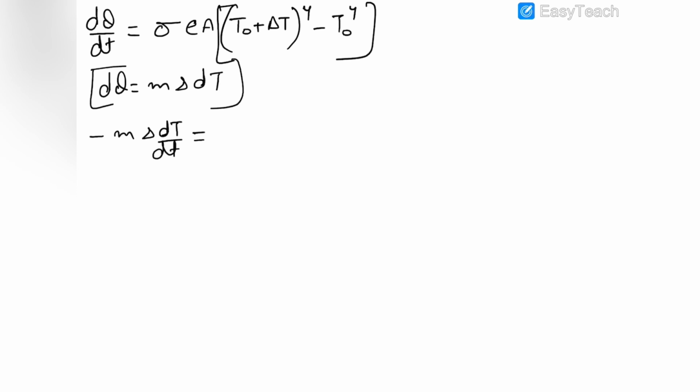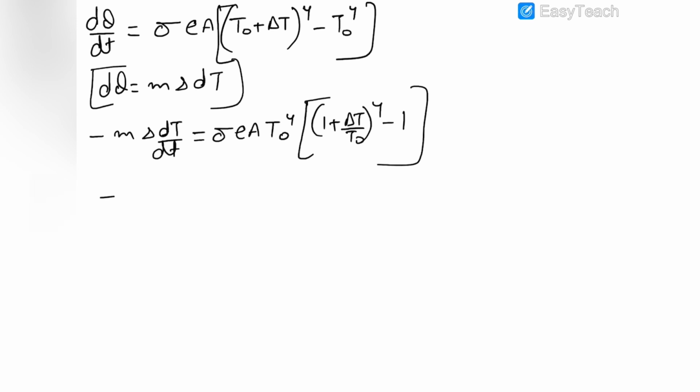Now this is equal to sigma E A. Let us take T naught to the power 4 common, and this would be T naught to the power 4 into 1 plus delta T by T naught, whole to the power 4, minus 1.